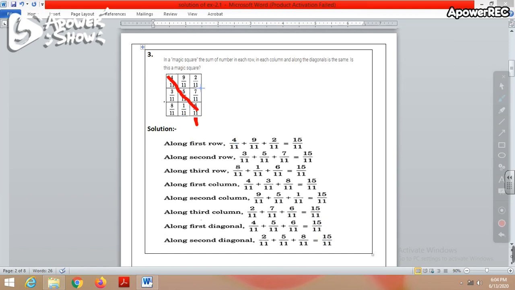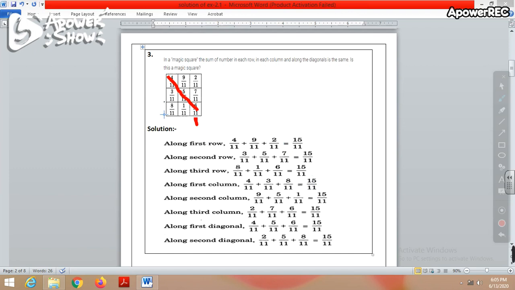Now along my second diagonal, means the numbers along this diagonal. 8 by 11 plus 5 by 11 plus 2 by 11. So 8 plus 5 is 13 and 13 plus 2 is 15. So again the sum is 15 by 11. So when we add the numbers along each row, each column and each diagonal, the sum is 15 by 11. And since the sum of the numbers in each row, each column and along the diagonals is the same, that is why this square is a magic square.